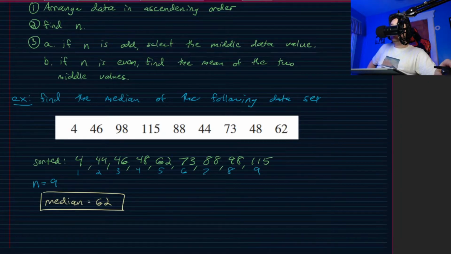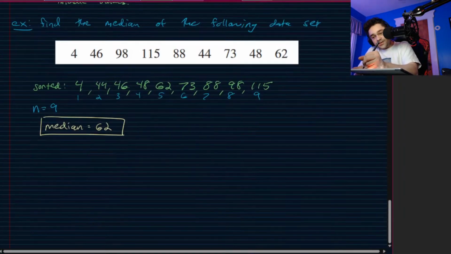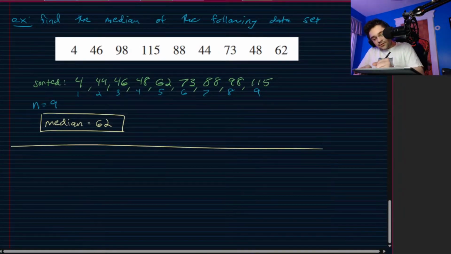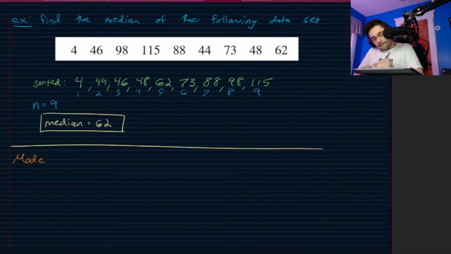The middle of the data. The mean is definitely, I think, more important because it tells us about all of the data, whereas the median just tells us about a certain part of the data. So the median doesn't really get used that often. Nor does mode, which is the next one to be aware of. And the mode is the data value that appears the most often.